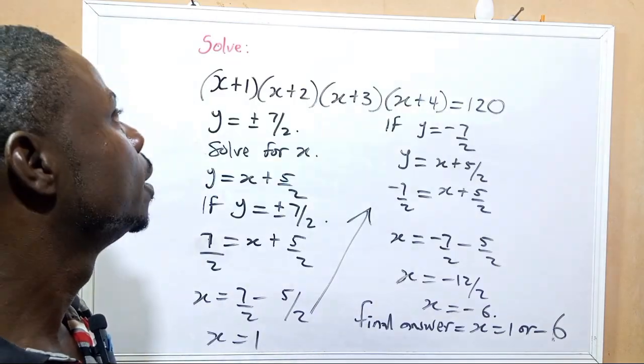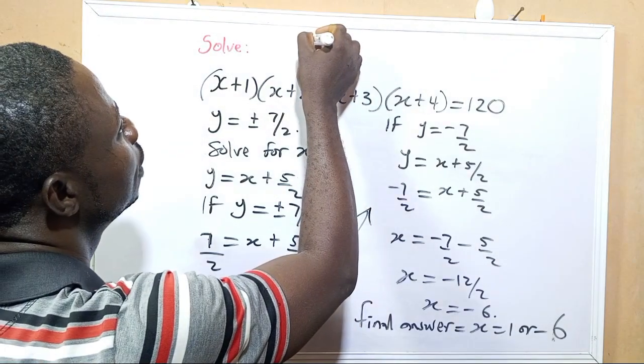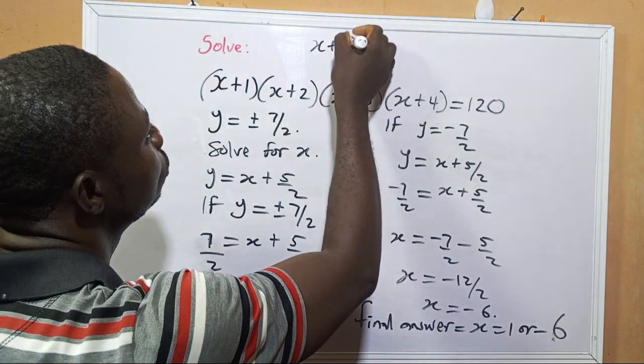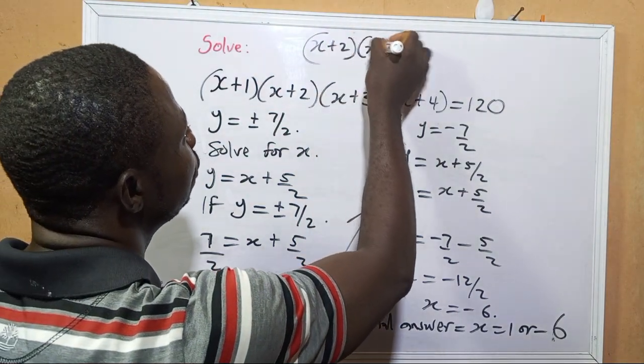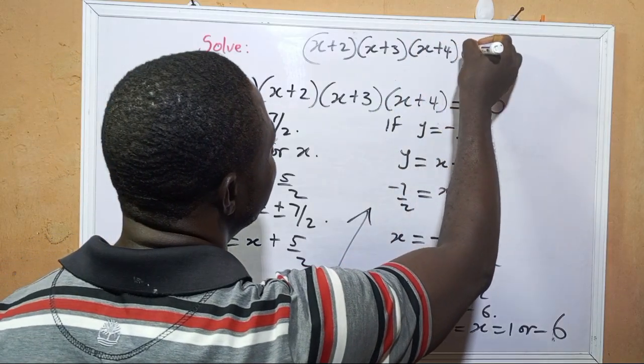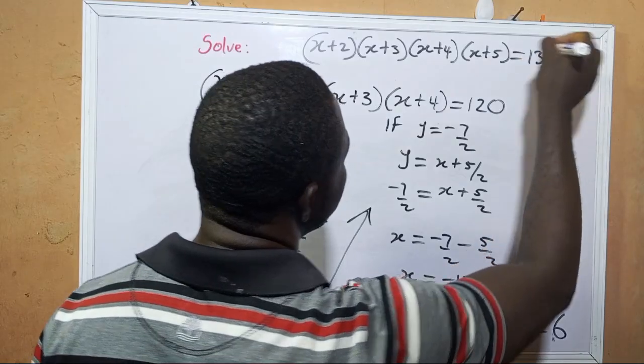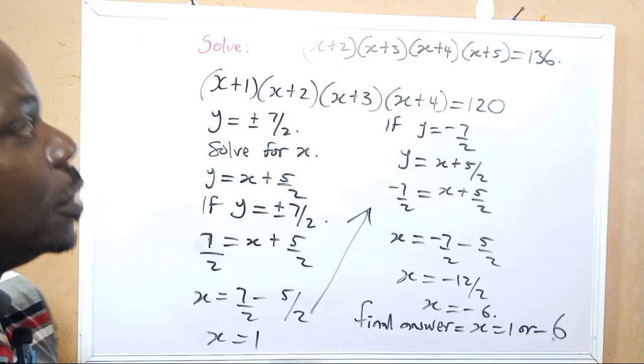Then use this same trick now to solve this: x plus 2, x plus 3, x plus 4, x plus 5 is equal to 136. Now use this same trick to solve this.